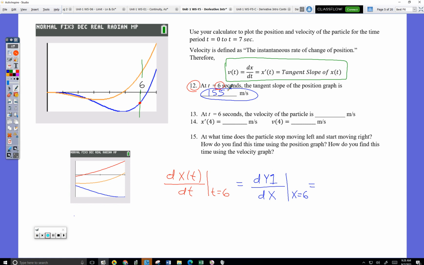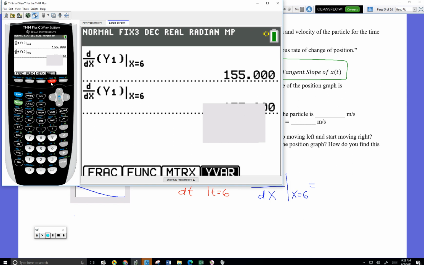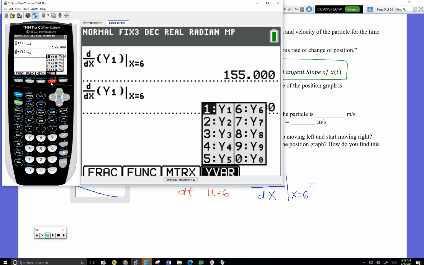This worksheet seems kind of redundant because I'm trying to get you to see how things are connected to each other. So item 13 says at time equals 6 seconds, what is the velocity of the particle? So go back to your calculator, stay on this screen, and do this. Do alpha, trace, and we want velocity this time. So you choose item 2.